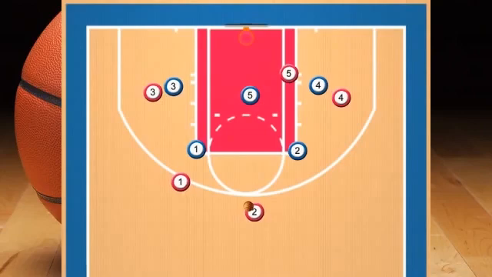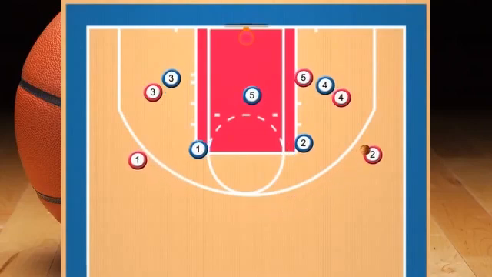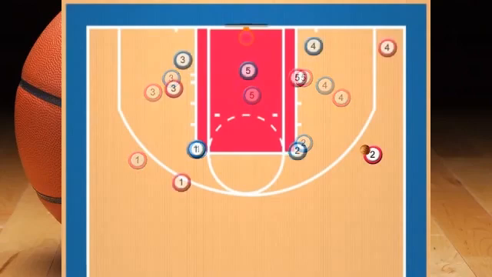These players are referred to as the guards, 1 and 2. Two players are a step outside of each block, known as the forwards, 3 and 4. And the player in the middle of the key is referred to as the center, 5.